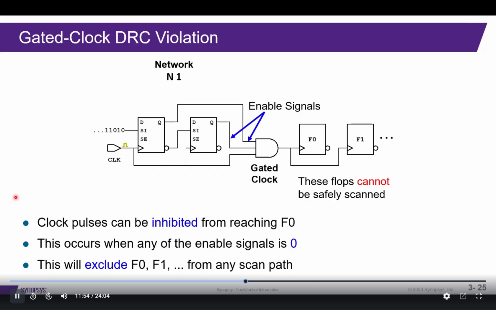Here's another example of a DRC violation. The registers F0 and F1 are driven by a gated clock and being controlled by the enable signals. The clock pulses can be inhibited from reaching the register F0. This could occur when any of these enable signals are asserted to 0. When this happens, registers F0 and F1 are excluded from any scan path.